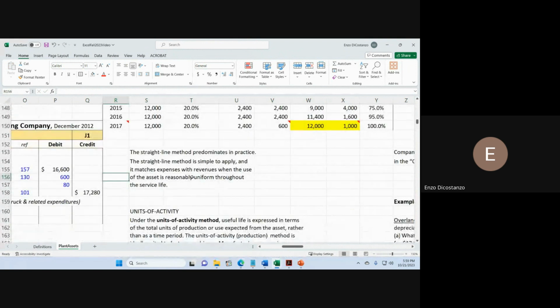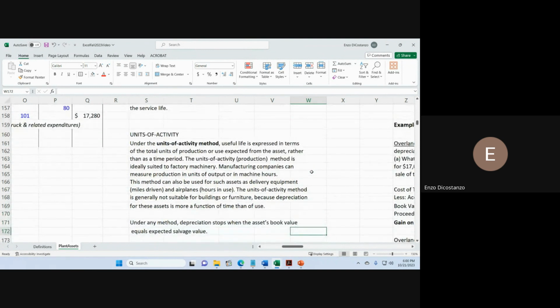Okay, that was straight line. Units of activity, I think we can fit this into. Straight line is 8 out of 10 of them that you'll see. Match sequence with revenues, and it's reasonably uniform throughout, and that's kind of it. Once you start trying to capitalize other costs, which is a problem, I don't think you can capitalize operating costs or those kinds of things. It only works for plant assets, but some companies try to do it all, and then they get into trouble.